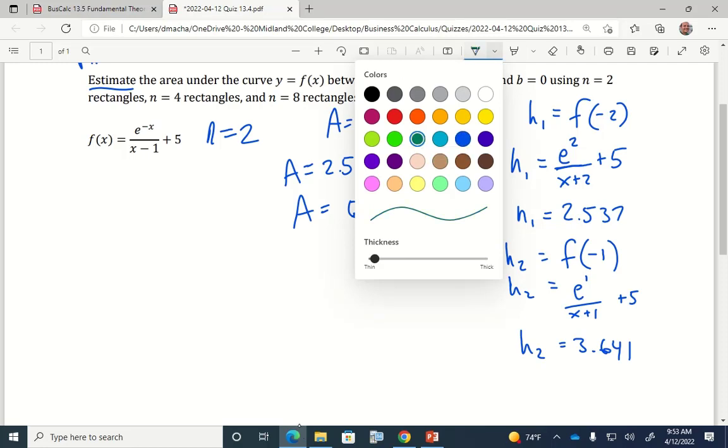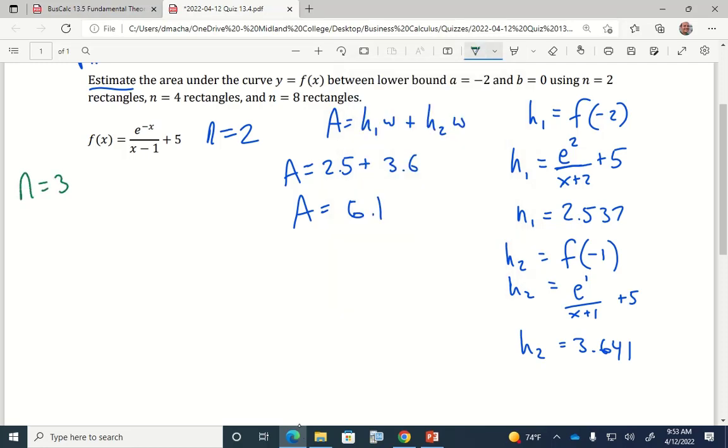If I try this again with 4 rectangles, N is equal to 4, then my area is going to be the sum of 4 different rectangles. I'll call it h of 1 plus h of 2 times the width, plus h of 3 times the width, plus h of 4 times the width. And my width this time is my interval length 2 divided by my number of rectangles. So 2 over 4 is half for the width of each of those 4 rectangles.